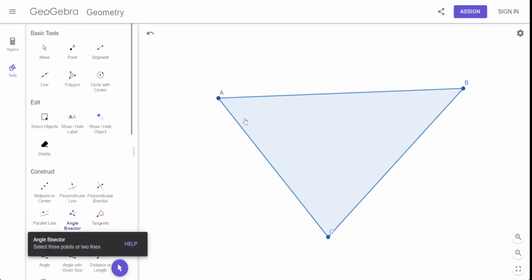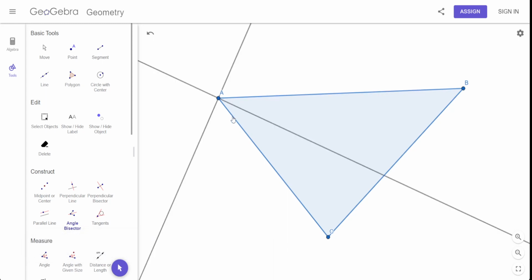All right, so angle bisector. If I want to bisect this angle, watch what I do. I click on this side and I click on this side, and then look what it did. It made an angle bisector. I don't know why it makes that line right there. This line is perpendicular to that angle bisector. I'm not sure why they do that, but that's what they do.